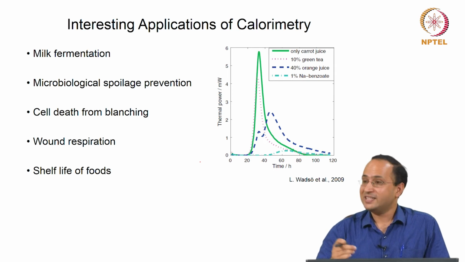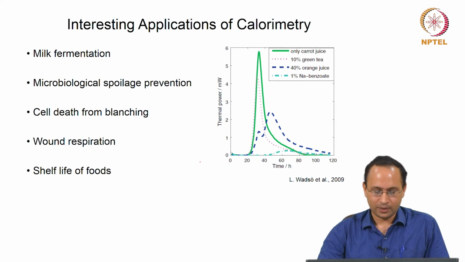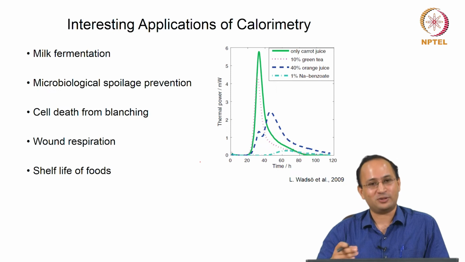Increasing intensity of heat treatment, for an example, progressively reduces the number of viable cells in a tissue sample and results in a corresponding reduction in the rate of metabolic processes. So, the blanching process can be optimized by the use of calorimetry.